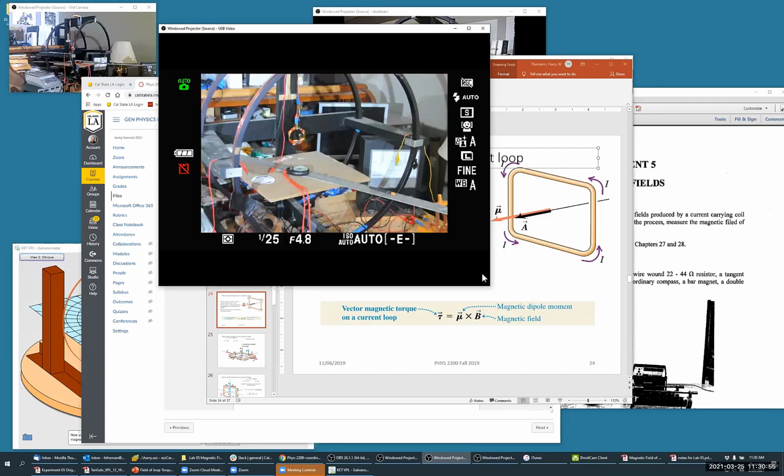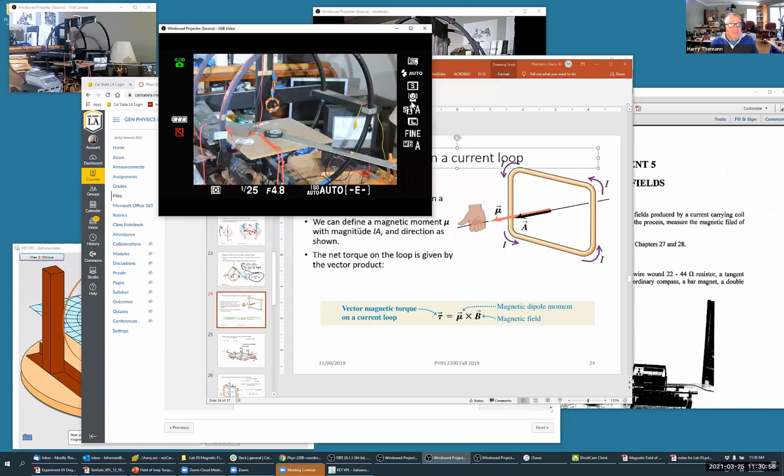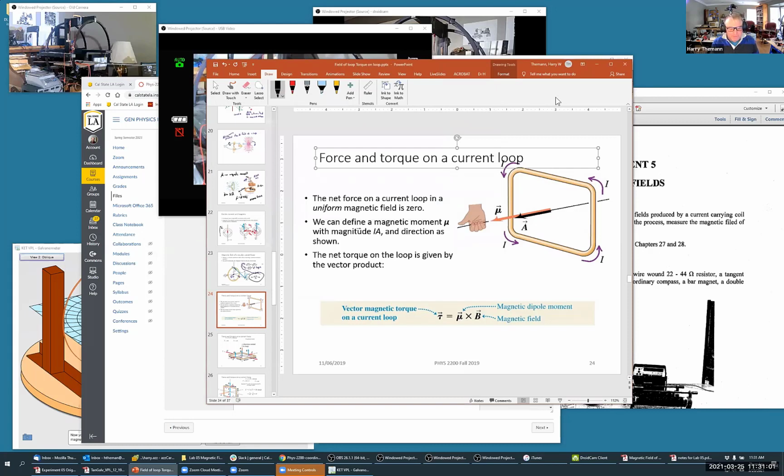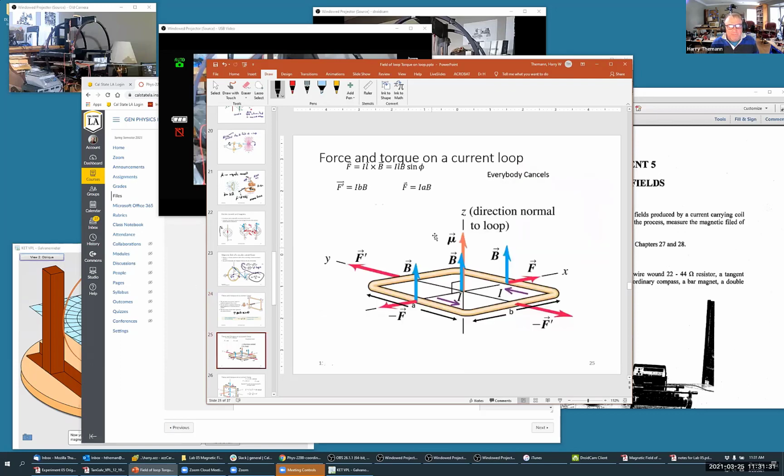So, for you guys, you're going to be required to know how to do problems using this equation here. Notice it's all vectors. In general, they're just going to be something like mu and B, and the cross product is the sine of theta. So it won't always be the same. So here's how we develop this. Let's go over this.